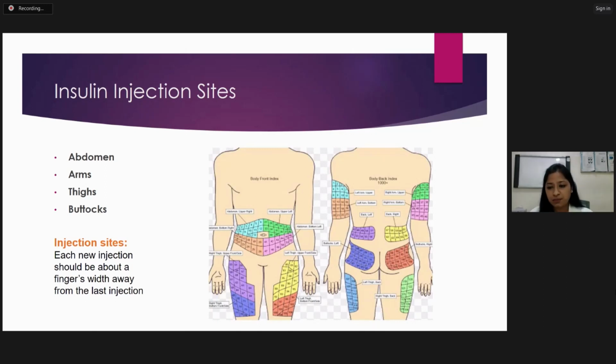As I have shown in the diagram, we start with either the right side or the left side, and we give insulin for the next 1 week on the same side. After completion of 1 week, we move to the other side so that we can give recovery time to that side.